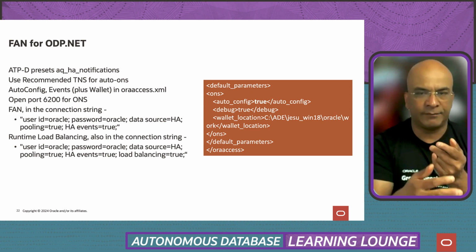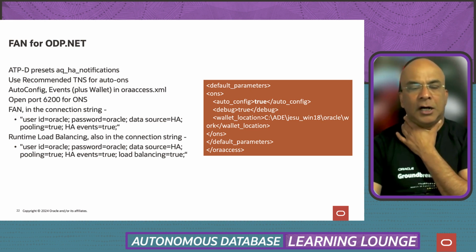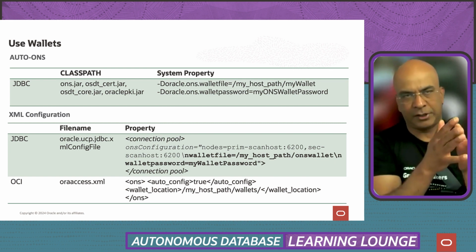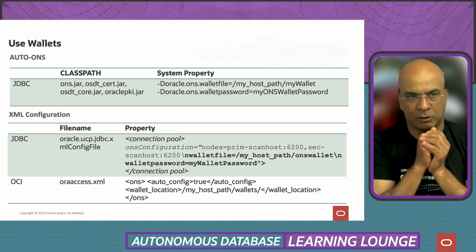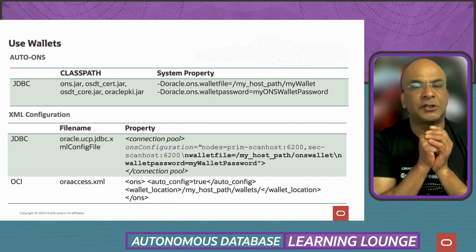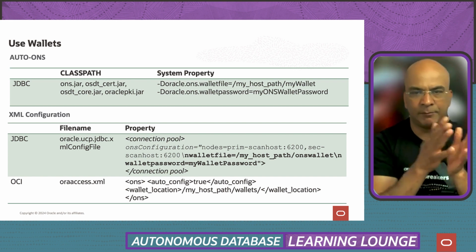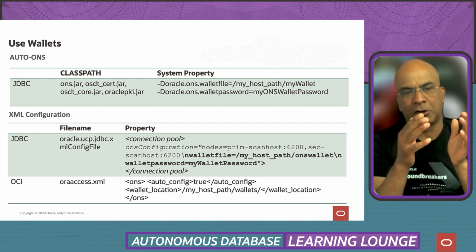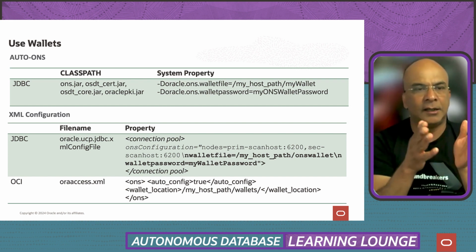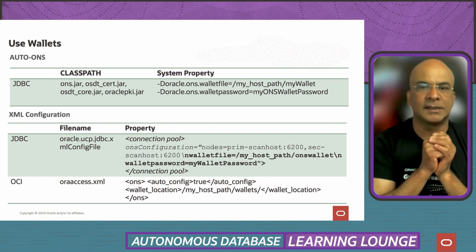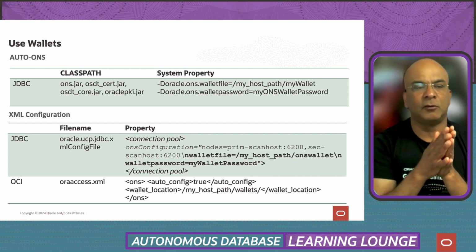For example, you would have HA events equal to true. And the benefit is that regardless of where you are, like for example, if you're using auto wallets, you make sure that the auto ONS is on. And all you do in this case is exactly as it's shown. Basically, for JDBC, you need to make sure that the correct classes are in your class path, and then you make sure that the system property is enabled for those, and you're all set.